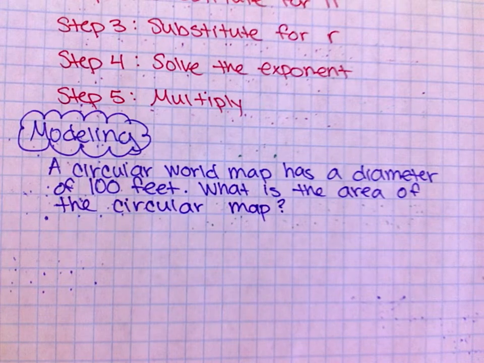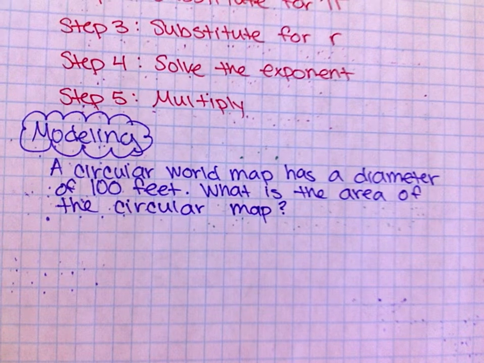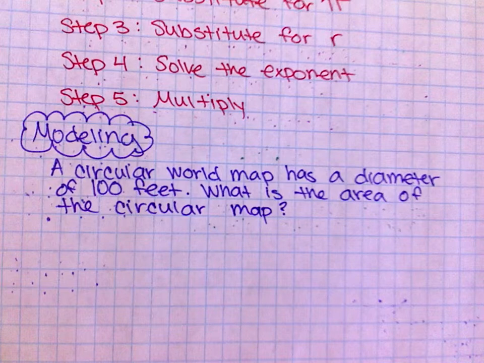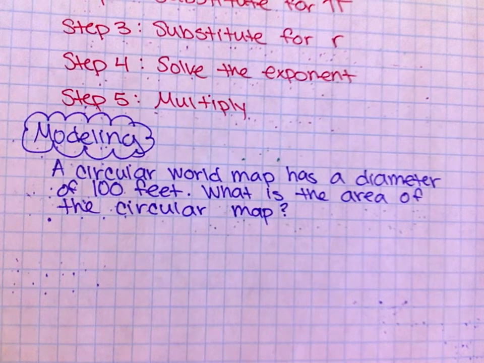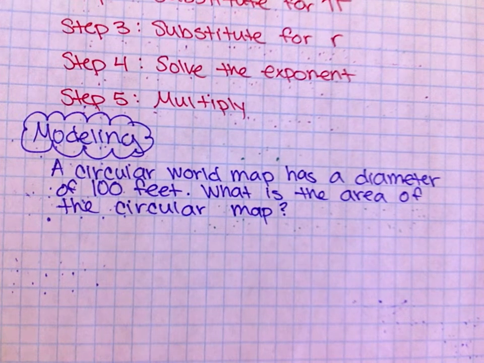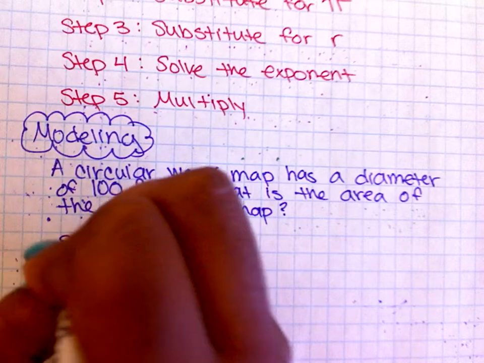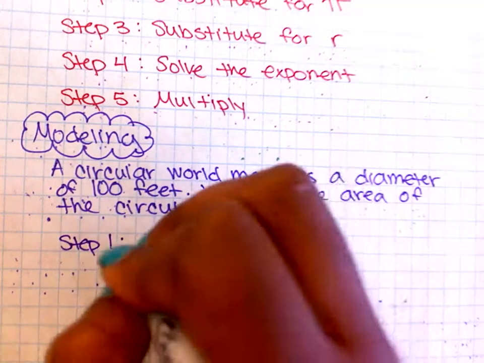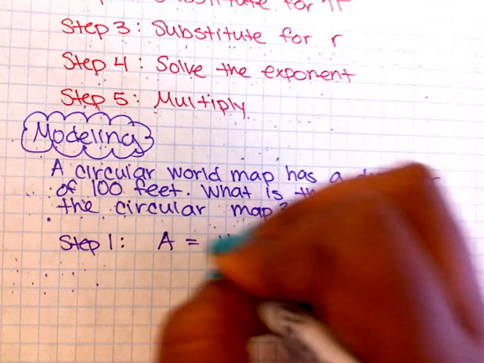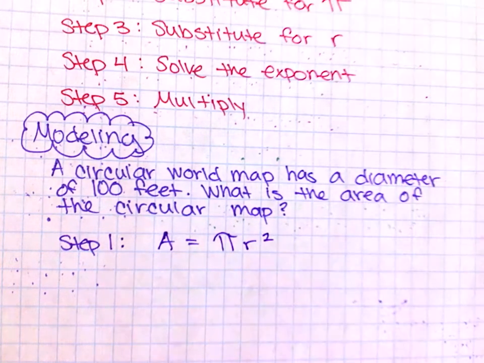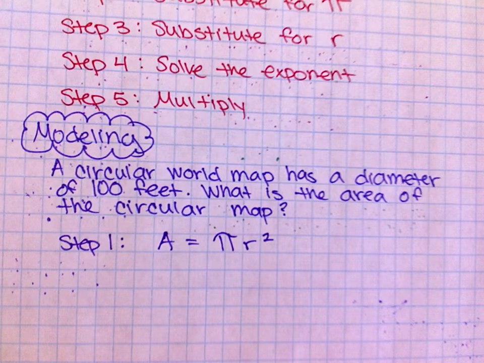Miss Graham, it says diameter is 100, but we put the radius in the problem. Well, we know, because we're so smart, that the radius is going to be half of the 100, right? 50. So, step 1: we're going to write the formula. Area equals pi r squared. If you're with me, say uh-huh.